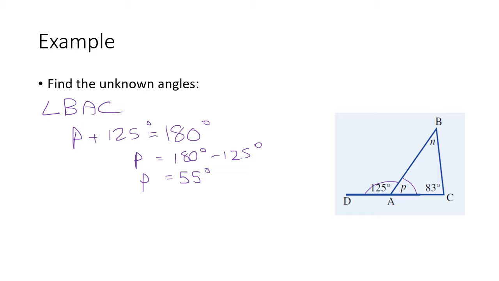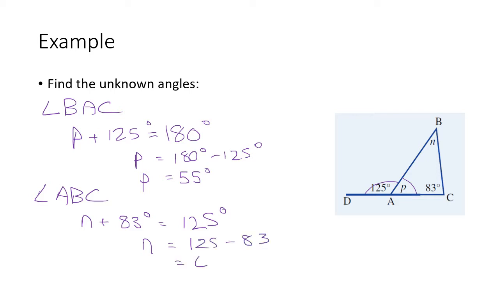But the other thing I also know from what we were talking about with exterior angles is, so when we're thinking about, so this is angle ABC, I know that the sum of the two opposite interior angles, so that's n plus 83, must equal the exterior angle, which is 125. So what that means is that n must equal 125 minus 83, which is 42 degrees.